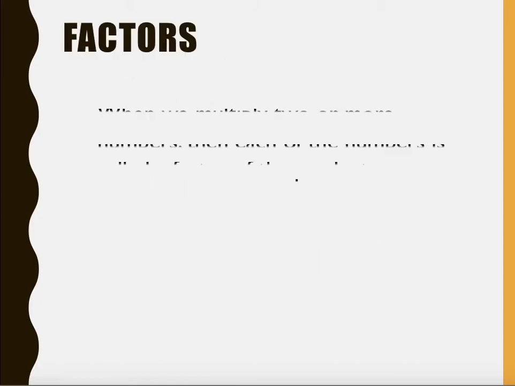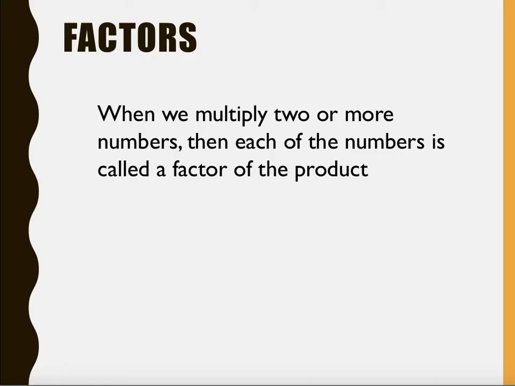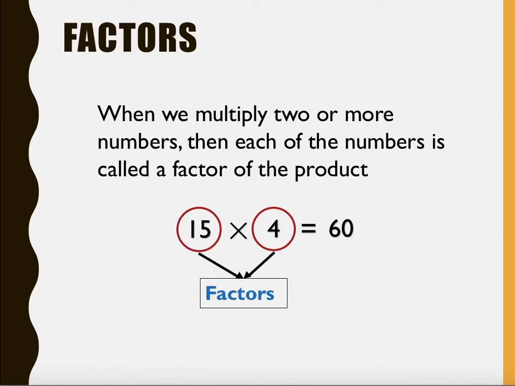What are factors? When we multiply two or more numbers to get another number, those numbers are called the factors of the product. 15 times 4 is 60, so 15 and 4 are called the factors of 60.